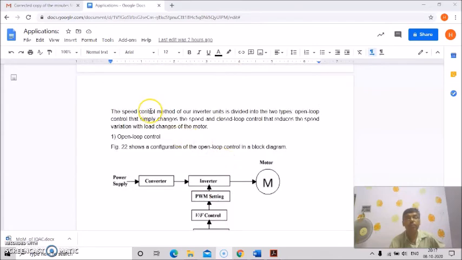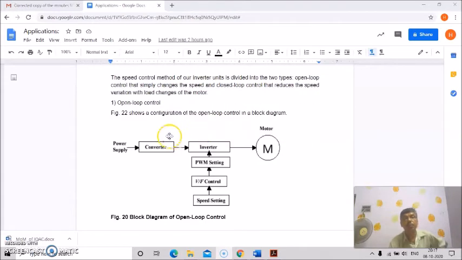The speed control methods of our inverter units are divided into two types: open loop control, that simply changes the speed, and closed loop control, that reduces the speed variation with load changes of the motor. This is the open loop control, actually figure 20. The configuration of the open loop control is this block diagram. This is the motor, this is the speed setting, this is V by F control, PWM setting of the inverters. This is the power supply, this is the converter, and this goes to the inverter.